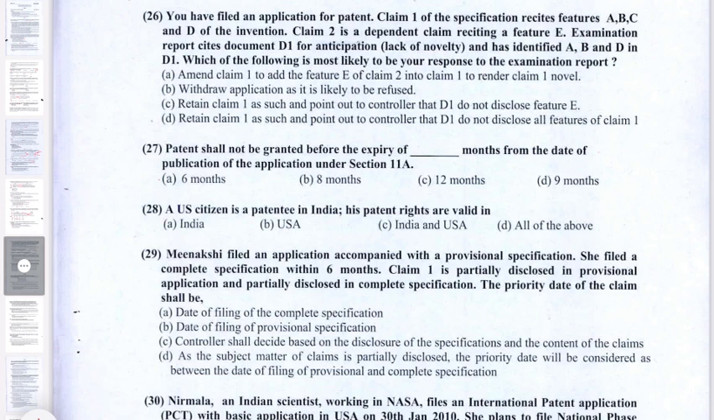Option A. Amend claim 1 to add feature E of claim 2 into claim 1 to render claim 1 novel. Option B. Withdraw application as it is likely to be refused. Option C. Retain claim 1 as such and point out to the controller that D1 does not disclose feature E. Last option is retain claim 1 as such and point out to the controller that D1 does not disclose all the features of claim 1. So I think the correct option is D.